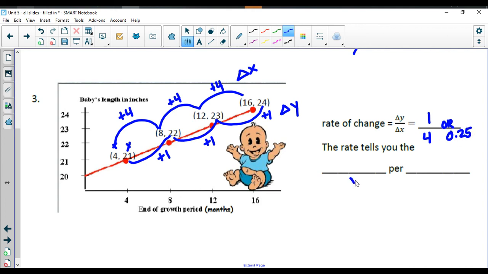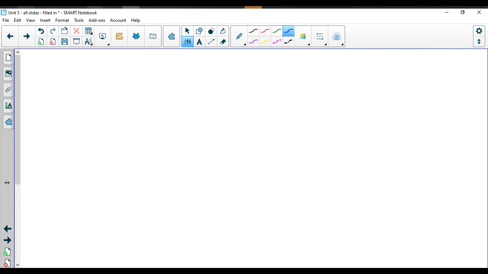The rate, remember, is just the y's per the x. So our y value is the length in inches per my x label, which is growth period in months. So we're looking at how many inches per month the baby is growing. This baby is growing at a rate of 1/4 of an inch or 0.25 inches per month. So rate of change is very similar to what we were seeing with our K value, except that we can use rate of change to describe change in a graph that is not necessarily proportional.